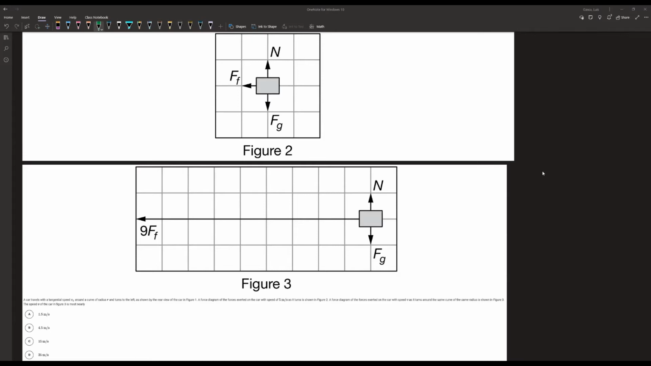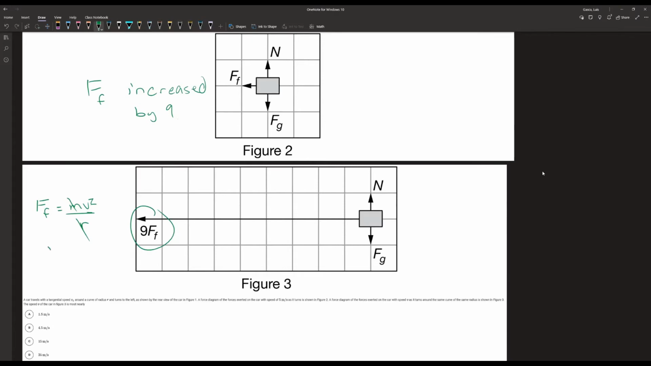So if we look at this, the force of friction is 9 times bigger. And we've learned that when we move around in a turn, friction is the centripetal force. So the friction here is going to be mv squared over r. And none of this is changing. It's the same radius, the same mass, but now the velocity is going to be the issue.